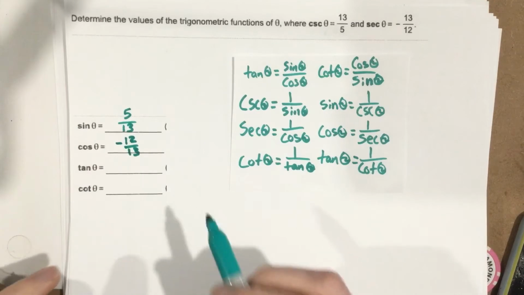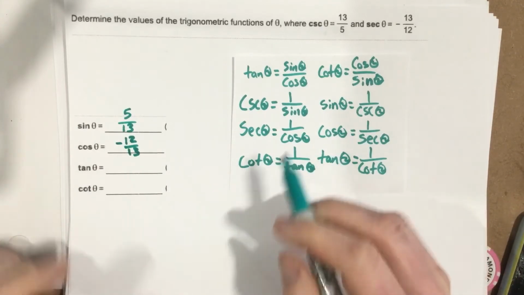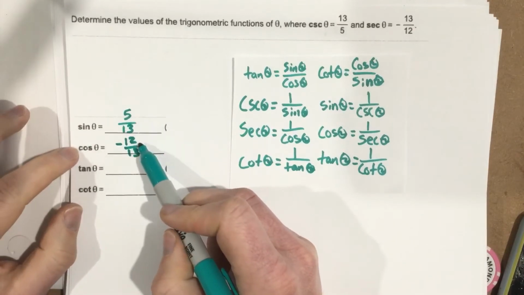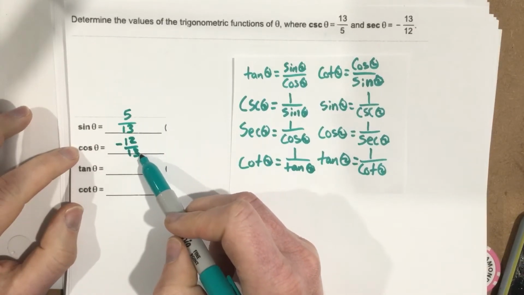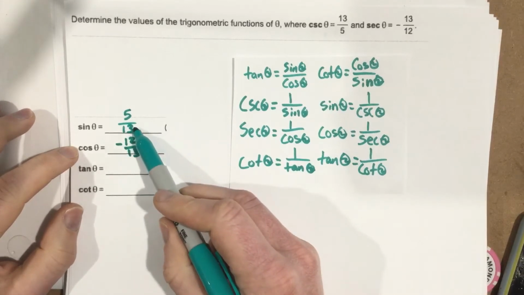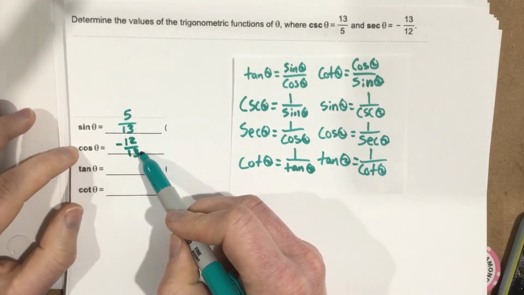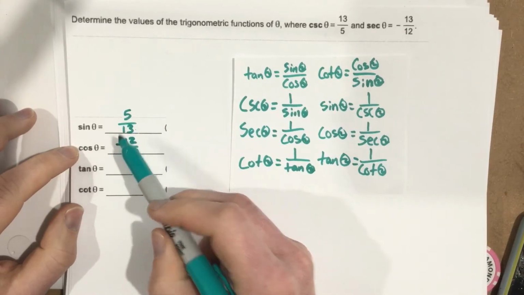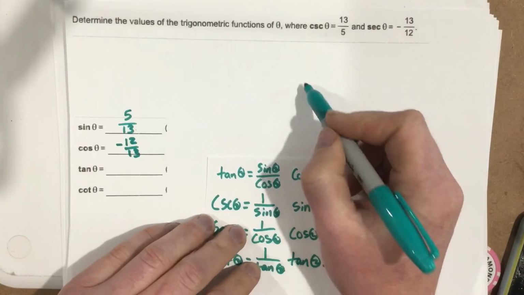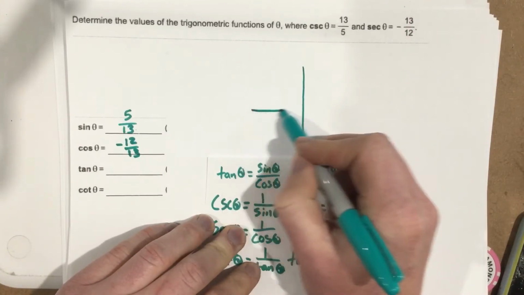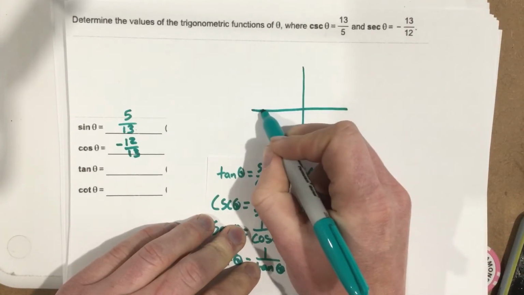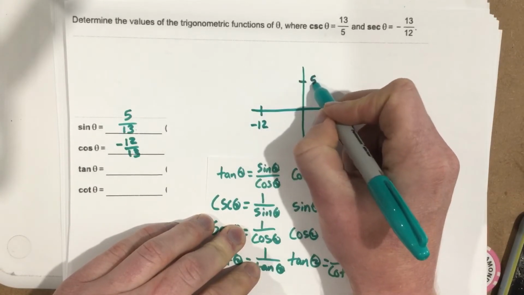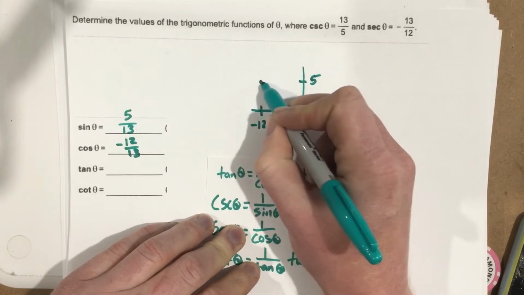So here's the thing, I like to draw triangles. I think this is the best method. If you see that sine is 5 over 13 and cosine is negative 12 over 13, what does that really mean? Well, that means the hypotenuse is 13. And that means that sine had a positive value and cosine had a negative value. That means if we draw a triangle, because cosine always represents the x value, the x value was negative 12. The y value was 5. So this coordinate is in quadrant 2.